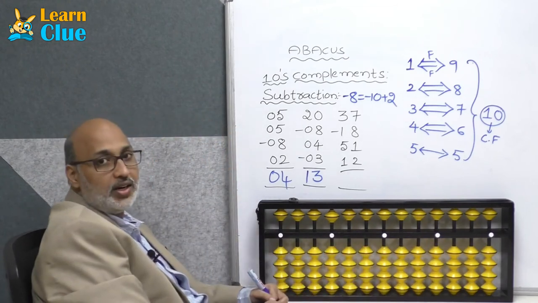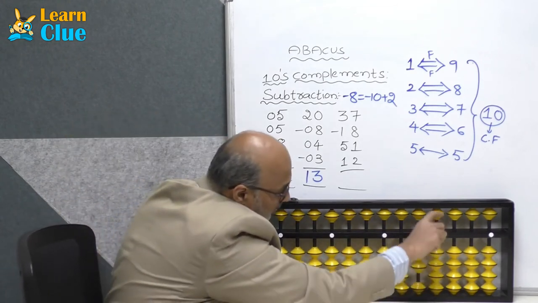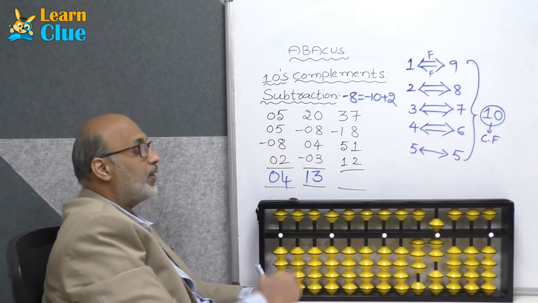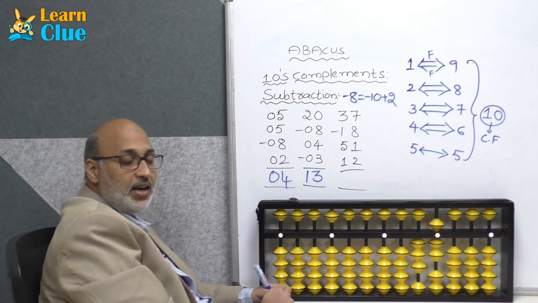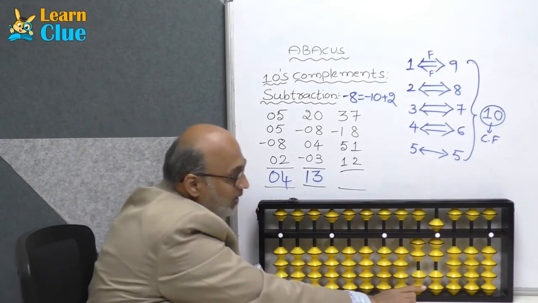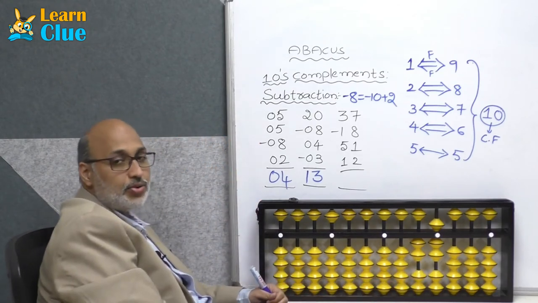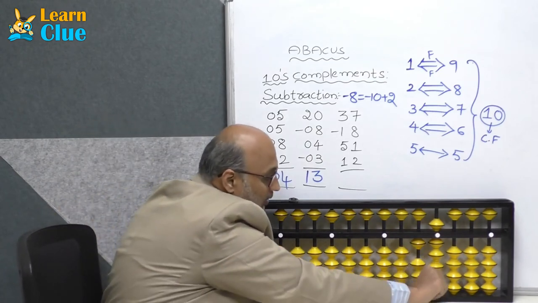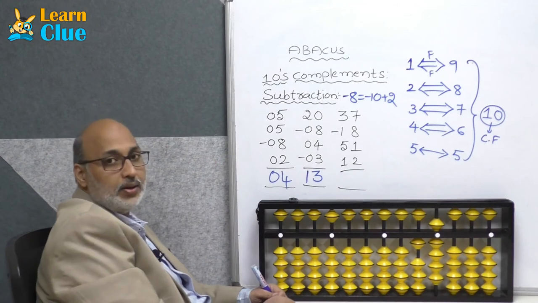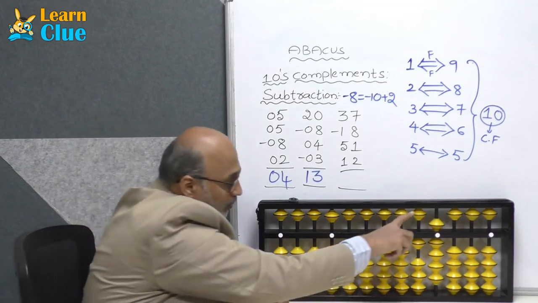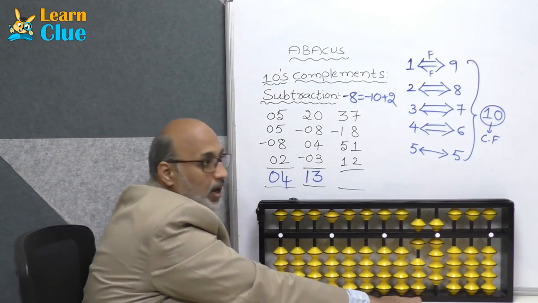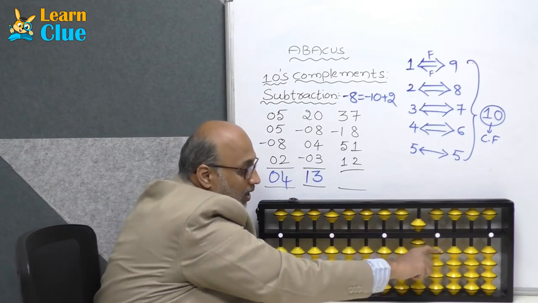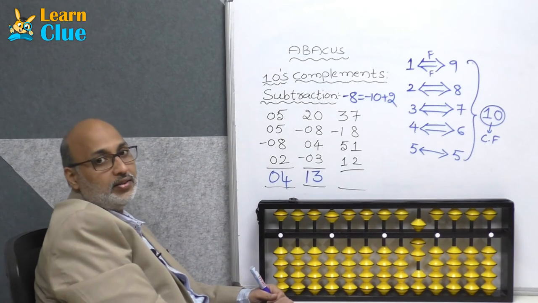Next problem. 37. 7. Now they are asking minus 18. Minus 10. Minus 8. Who is the friend of 8? 2. So, minus 10 plus 2. They are asking plus 51. Plus 50 plus 1. How to do plus 1 here? It is nothing but minus 9 plus 10.